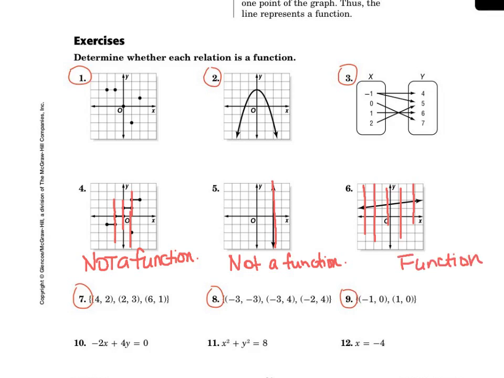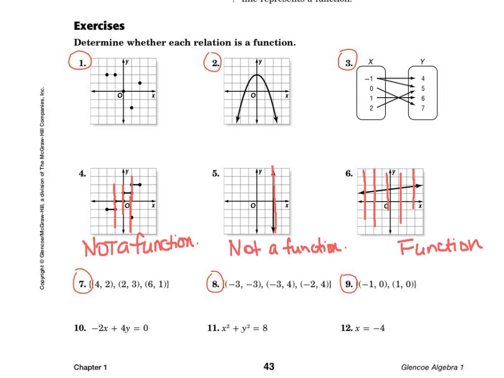So go ahead and do number 1 and 2 on your own. Number 3 is a mapping. You need to determine whether it's a function or not. And then 7, 8, and 9 you're going to do also. 7, 8, and 9 you can either map it or you can graph it to determine whether or not it's a function.